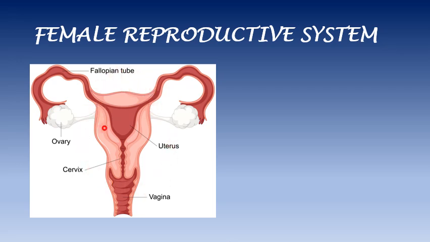The female reproductive system has a wonderful function. That is why we always respect mothers, right? She struggled a lot because of us. I hope you got it, children. These are the different structures of the female reproductive system. In the next class, I'm going to explain the menstrual cycle.